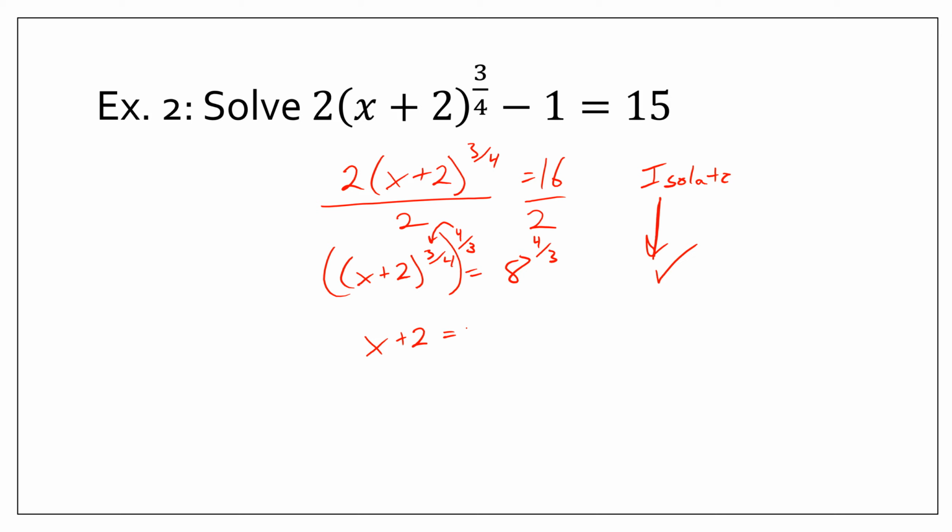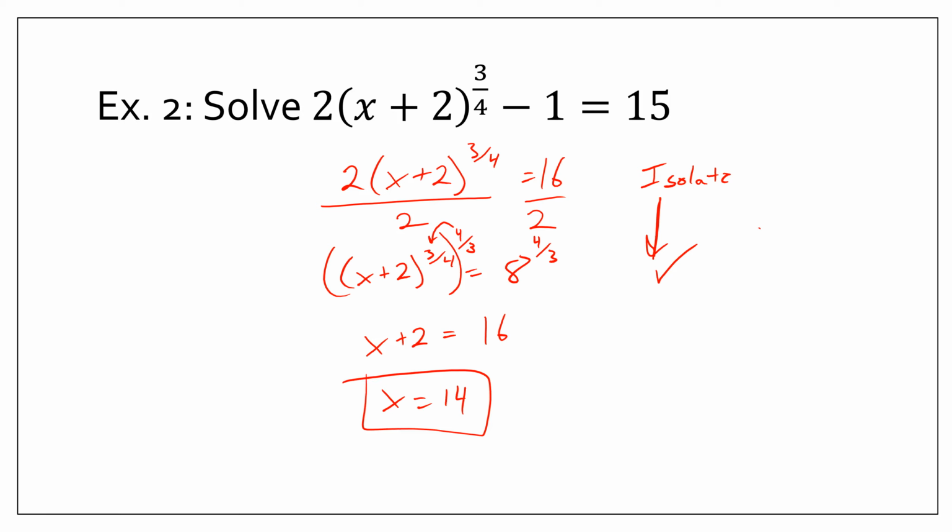Well, remember, 8 to the 4/3 is the cube root of 8, 2, and then to the fourth. So 16. So x plus 2 equals 16. It's not 8 times 4 over 3. It's 8 cube rooted and then to the fourth. So at this point, it's easy. I just need to subtract 2. X should be 14. But remember, this could be an extraneous solution.